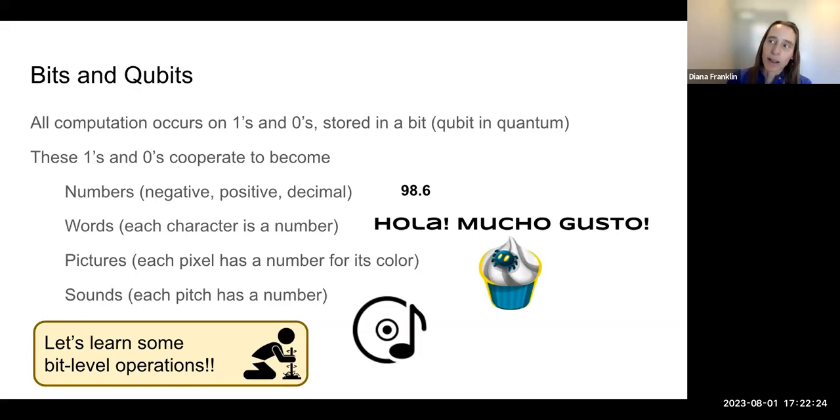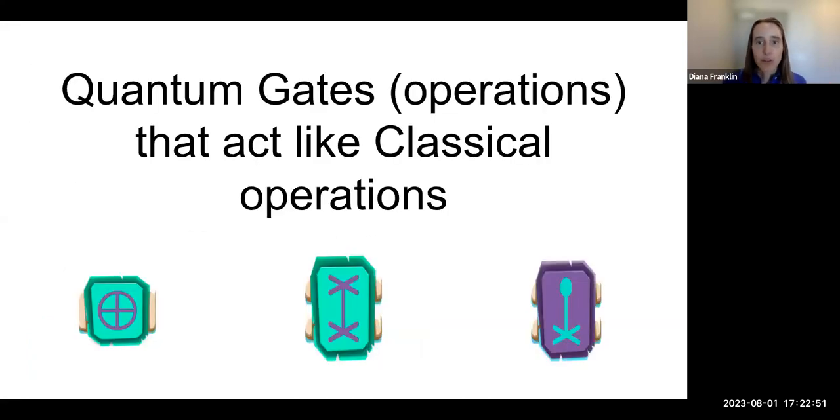And today, in only 40 minutes or so, I can't go through actually getting to something useful that they do that's better than classical computers, but at least I can give you a taste of how the physics is influencing the computing, and the things that quantum computers can do that classical computers cannot at that bit level. Okay, so the first thing I'm going to do is start with some quantum gates that act like classical operations. There are classical operations that could do the same thing in a computer today.